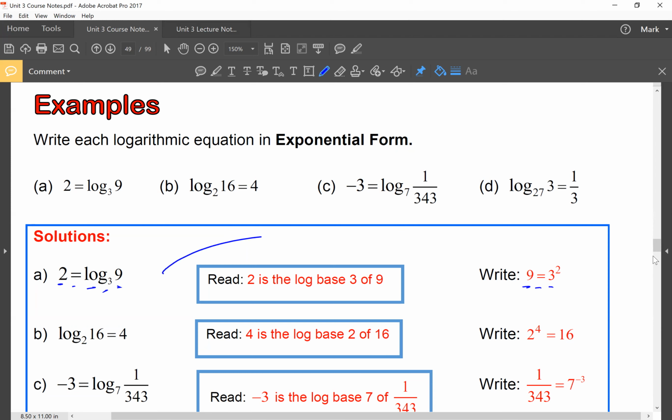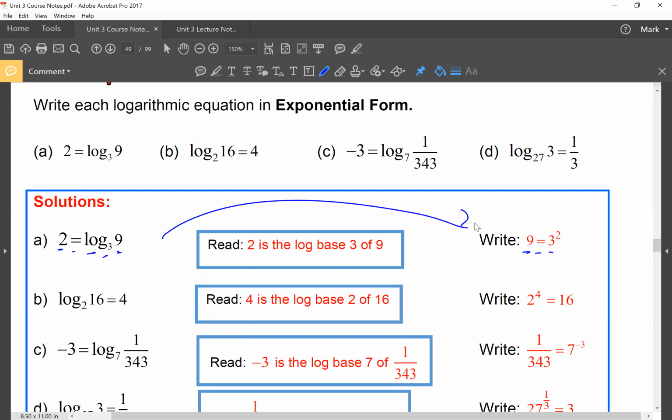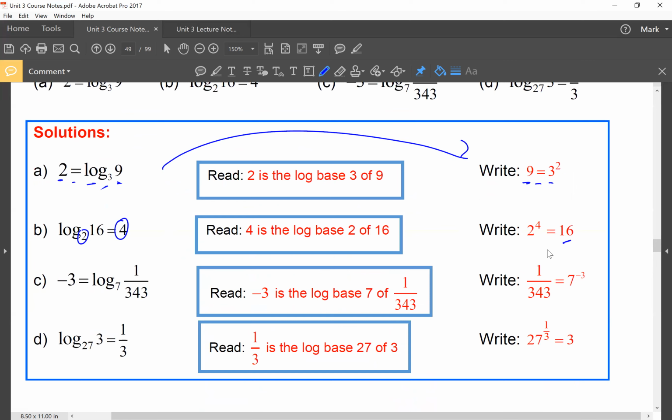The cool part about going this way is it's very easy to check your answers, but I'm going to show you in a minute how to check your answers on your calculators. So 9 is obviously 3 squared. 2 to the power of 4 is 16, right? 7 to the power of -3 is equal to 1 over 343. So this is just going back and forth through logarithms to exponential form. 27 to the power of 1/3 equals 3.